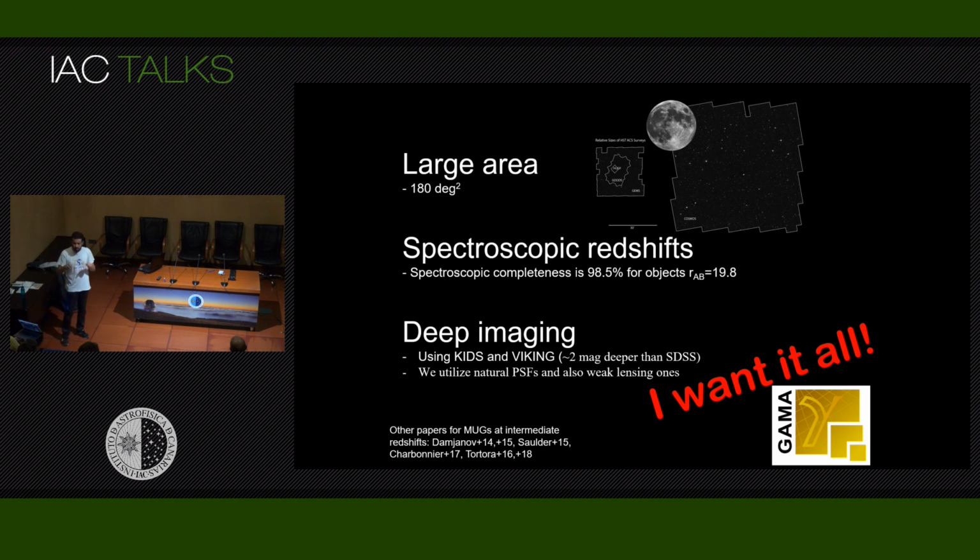In SDSS, there was another problem, that these galaxies were systematically missed because it was very hard to put spectroscopic fibers very close to each other. They were colliding problems. Here, we assure that by using GAMA, we have a very high completeness, close to 100% for bright objects in our sample.